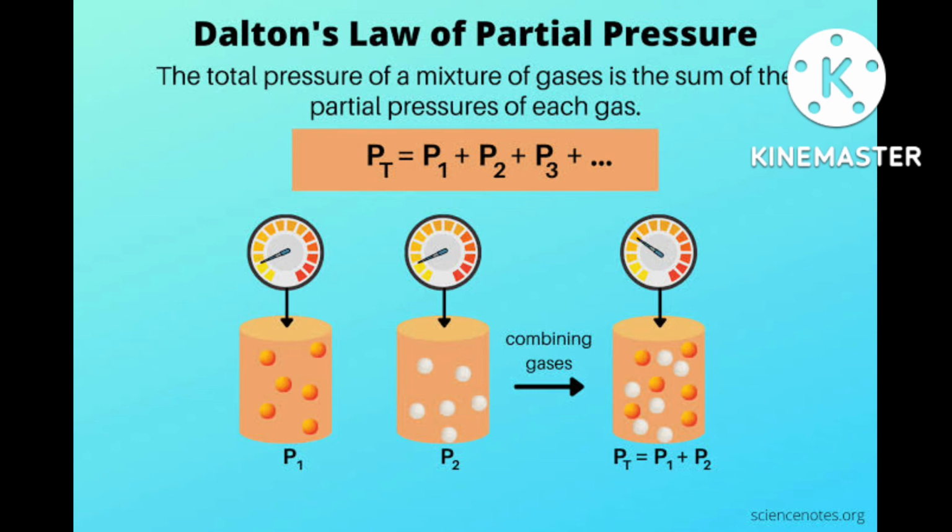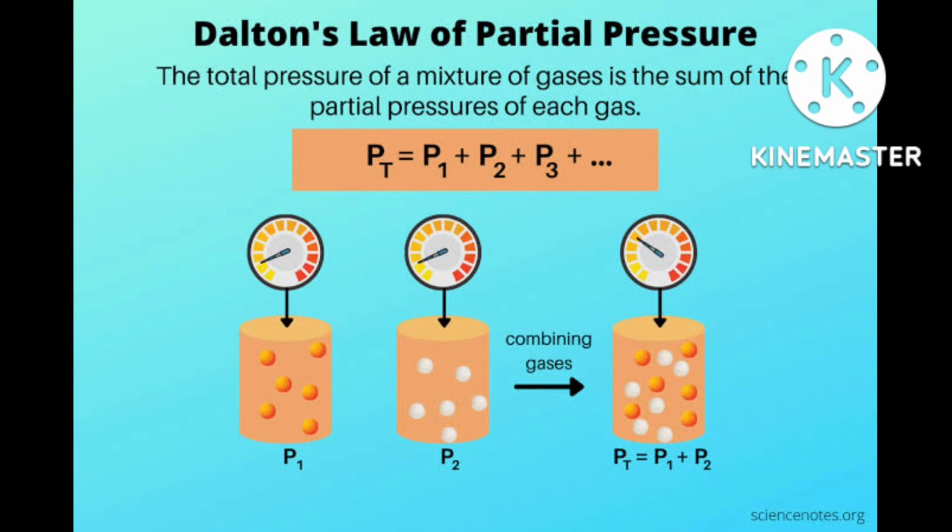If you put the values of P1 plus P2 plus P3, then everywhere only n1, n2 and n3 will differ. RT upon V will be common in all. So you keep RT upon V outside, and in the bracket you will get n1 plus n2 plus n3. This is the total number of moles, n1 plus n2 plus n3. Okay, this is the second step I have told you.